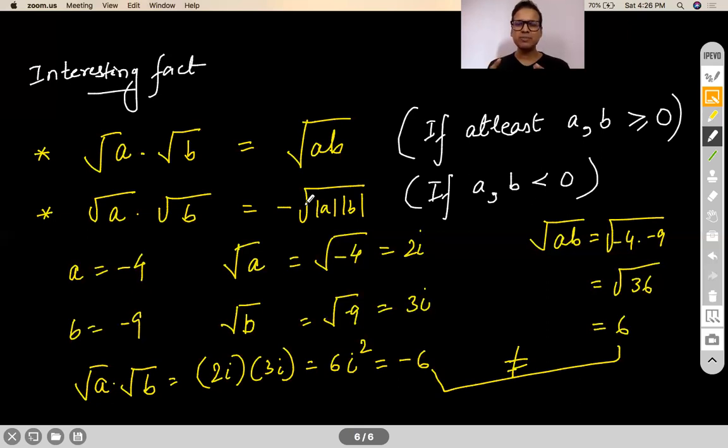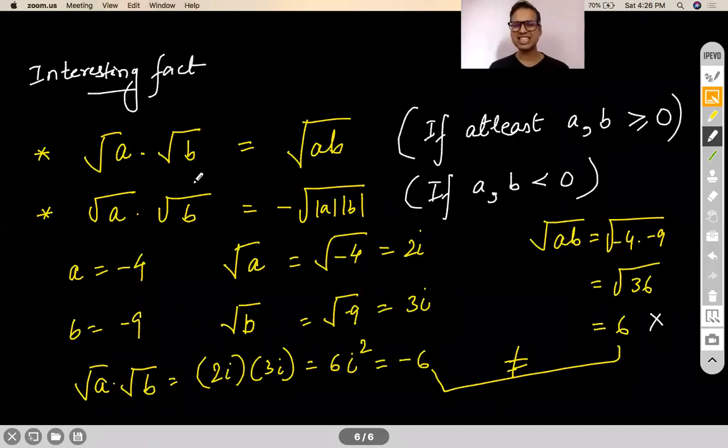So under root of AB should give you an answer which is between minus 4 and minus 9. When I say between, not exactly midway, but somewhere between it. So it must be a negative quantity, right? So how can my answer become 6? So this cannot be accepted as our right answer. It should be somewhere in between minus 4 and minus 9. And hence this change in the formula has happened because of that.